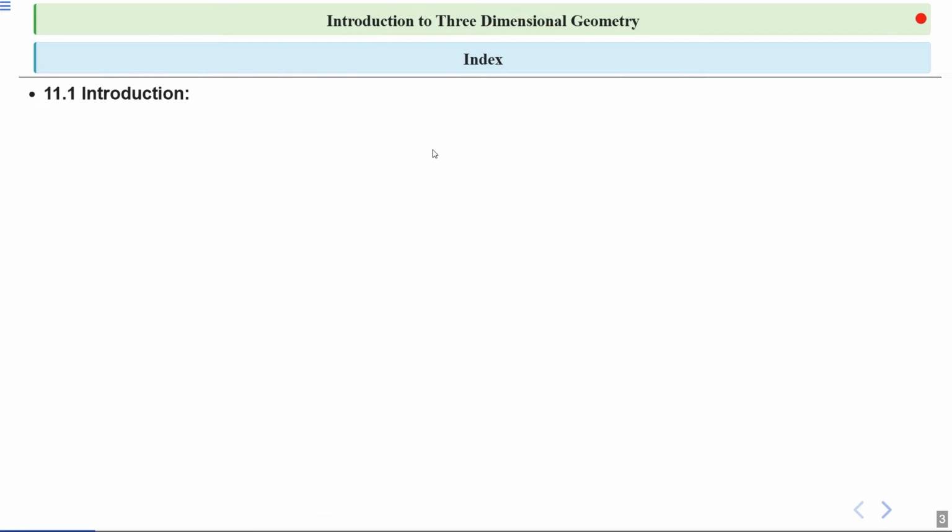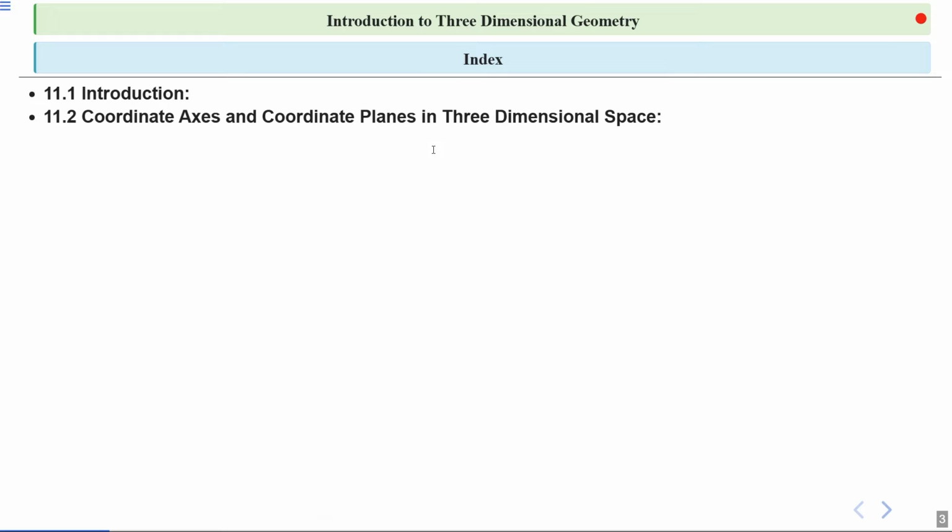In today's lesson, first we discuss the introduction of this chapter. After that, we discuss coordinate axes and coordinate planes in three-dimensional space. Then we discuss coordinates of a point in space. Finally, we discuss the key concepts covered in this chapter. I hope you are with your notebooks and pens ready. So now let's start the first topic, 11.1 Introduction.